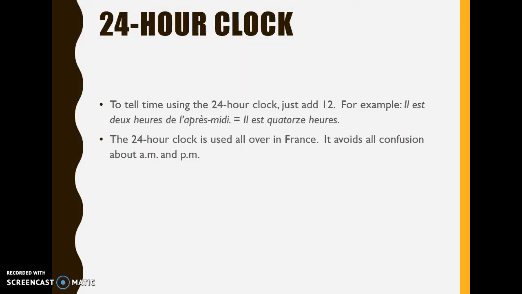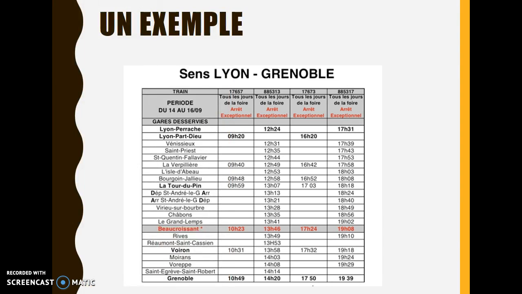And another way that French people and European people in general can distinguish between AM and PM is by using the 24-hour clock. In English, we sometimes refer to this as military time because in the military, they use the 24-hour clock. This really avoids confusion because you don't have to specify AM or PM. Basically, you just add 12 to whatever number, if it's in the afternoon. So, il est 2h de l'après-midi, 2 o'clock in the afternoon. Il est 14h. It's used all over France, for example, in train stations.